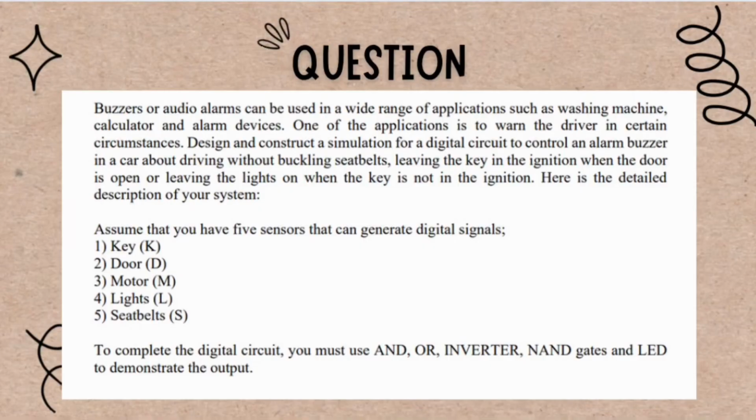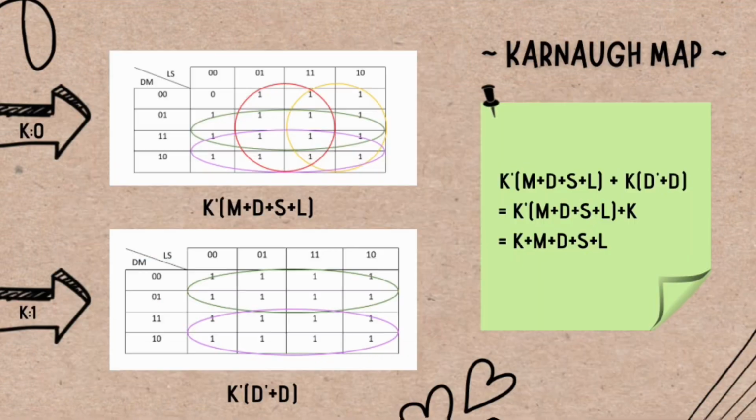Thank you. I am Nur Ain Fakihah binti Mashlino. Now I would like to explain De Morgan's theorem. The question says that to complete the digital circuit, you must use AND, inverter, NAND gates and an LED to demonstrate the output. From the first Karnaugh map, the equation is M plus D plus S plus L from 4 loops of 1.